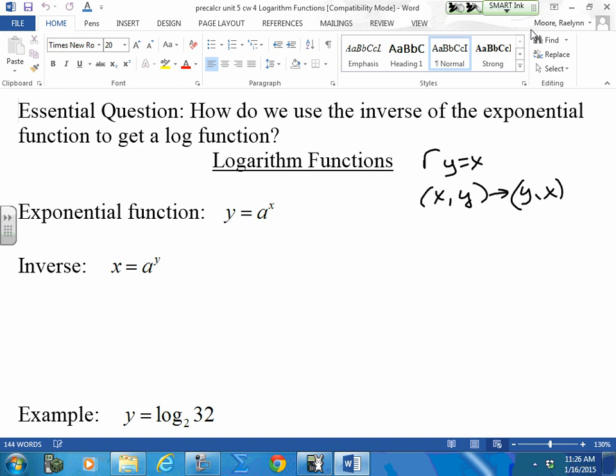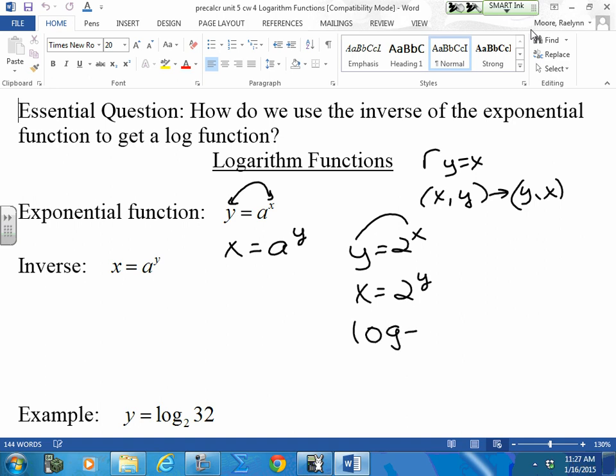Now, when we convert an exponential to a log, the easiest way is to interchange first, and then set this up, and it probably looks easier if we put a number in here. Interchange these first, and set this up, log equals exponent. This is the easiest way to remember how to flip them back and forth. The base of your log is the same as the base of your exponential function. So this base is 2, so my base of my log will be 2.